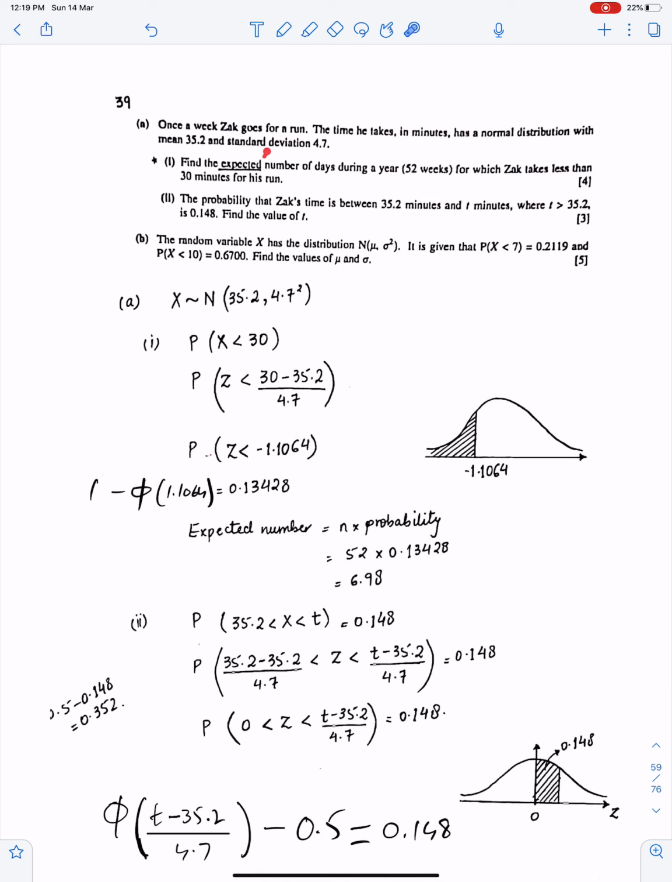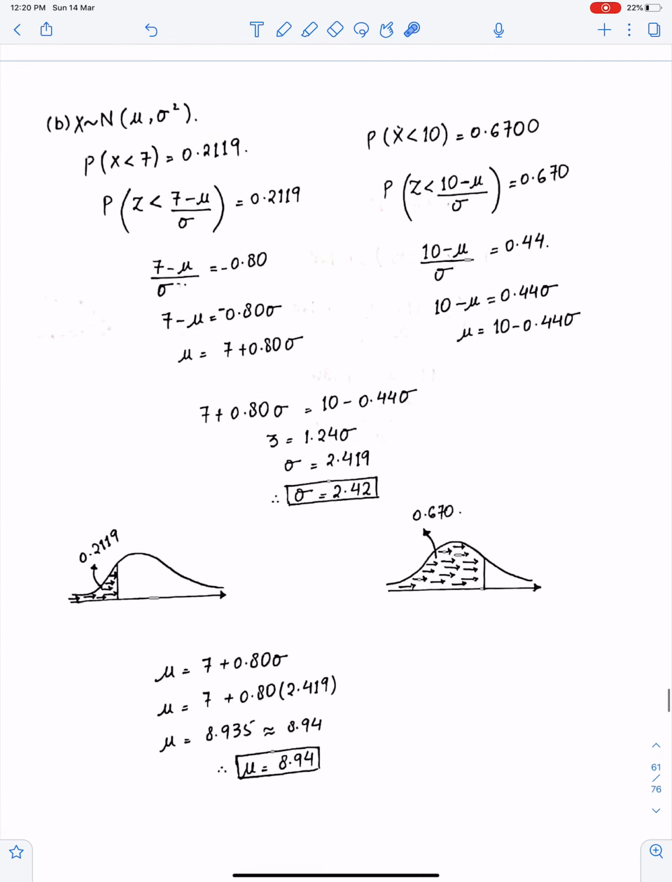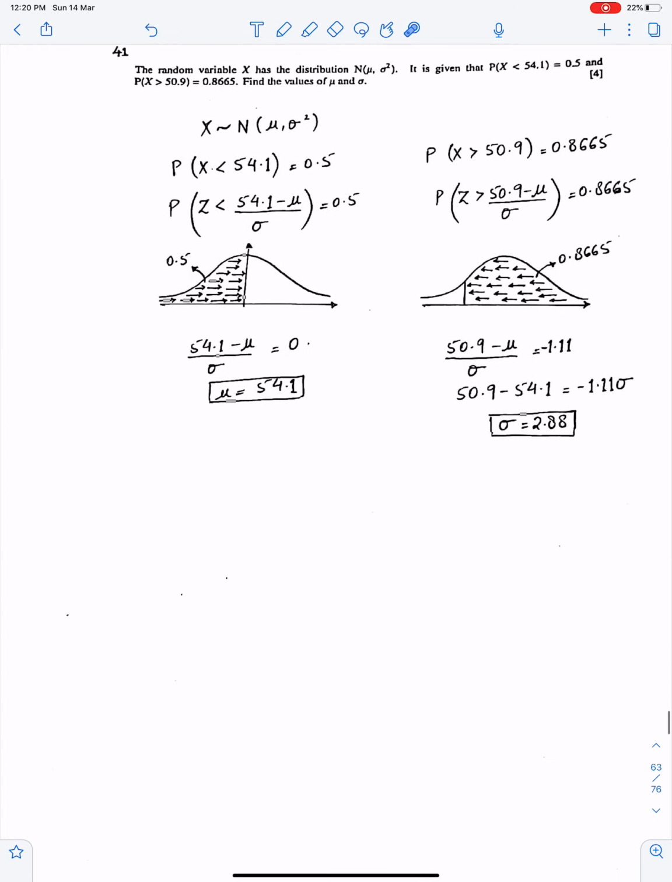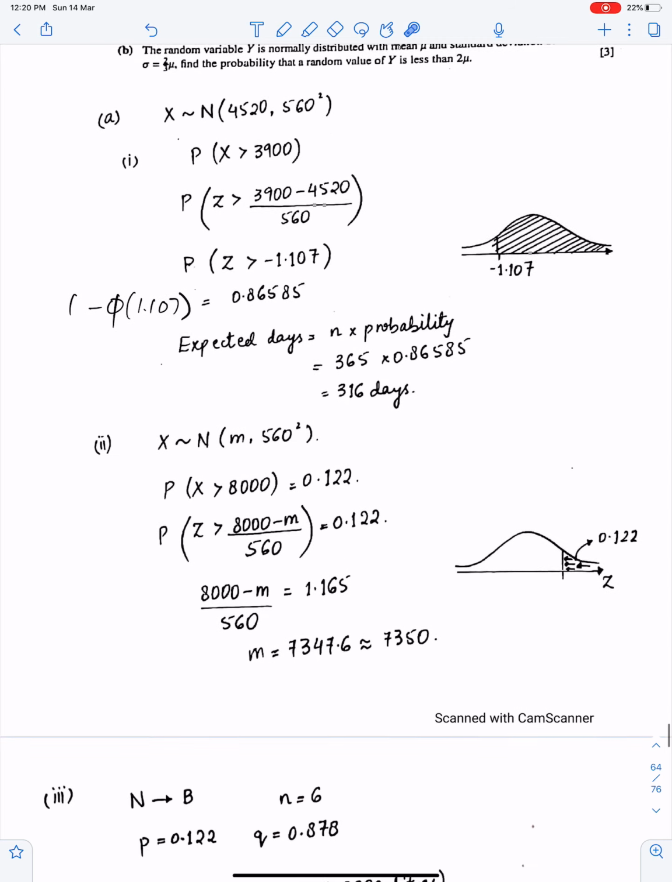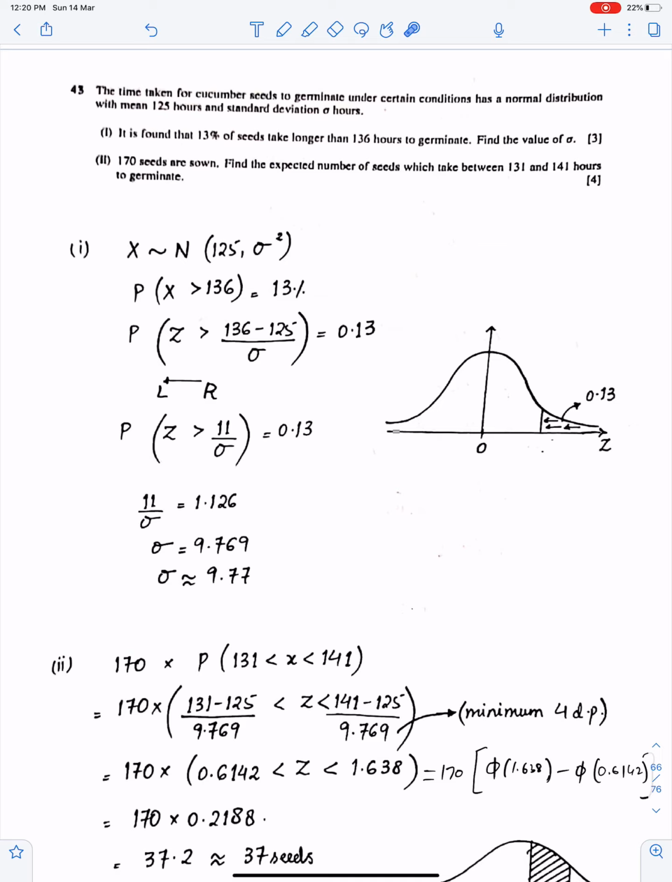Expected, you all know how to get expected thing. I'm leaving this. N times probability. This question is simple, so I'm leaving this. This is simple. This is also simple. Let me check this. This question is simple. If you want to check this solution, you can on the Facebook later today.